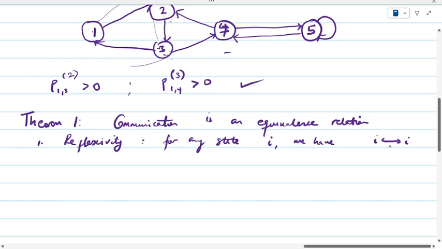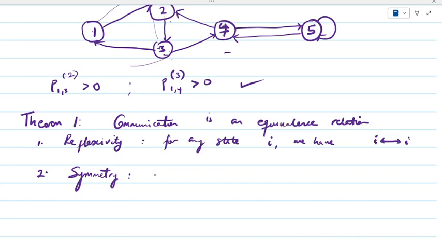So in church, we can see that each compartment, each state communicates to itself. So we call it reflexivity. Then 2, we have symmetry. If I communicates to J, then we can also see J communicates to I, vice versa.